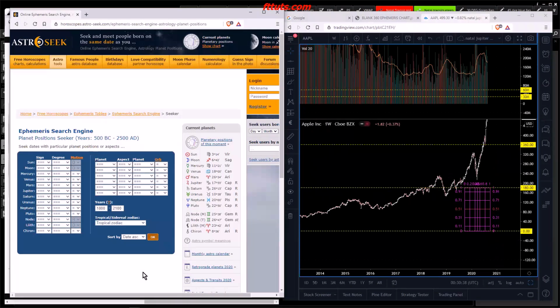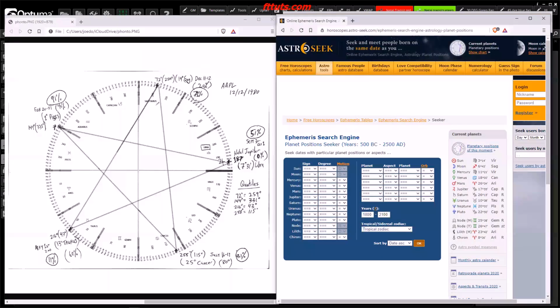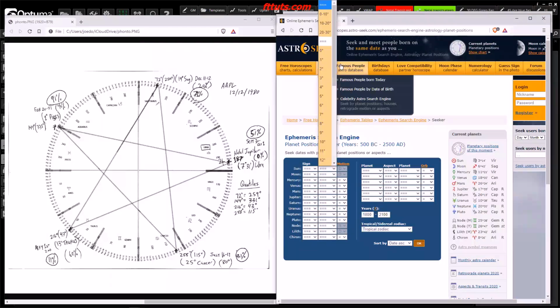So basically, in this chart, we're going to look for every time Jupiter is at 19 degrees Sagittarius. Unfortunately, I can't just punch in 259 degrees in here. That's the way I like to work. When I'm working in Gann Trader and Optima, that's what I'm doing.